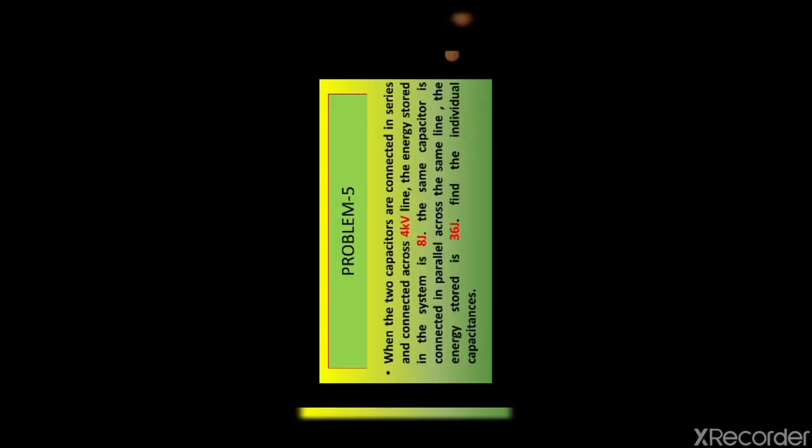Next, problem 5. When two capacitors are connected in series and connected across a 4 kilovolt line, the energy stored in the system is 8 joule. And when the same capacitors are connected in parallel across the same line, that means 4 kilovolt, the energy stored is 36 joule. Find the individual capacitances. Yeah, it is a very interesting problem.